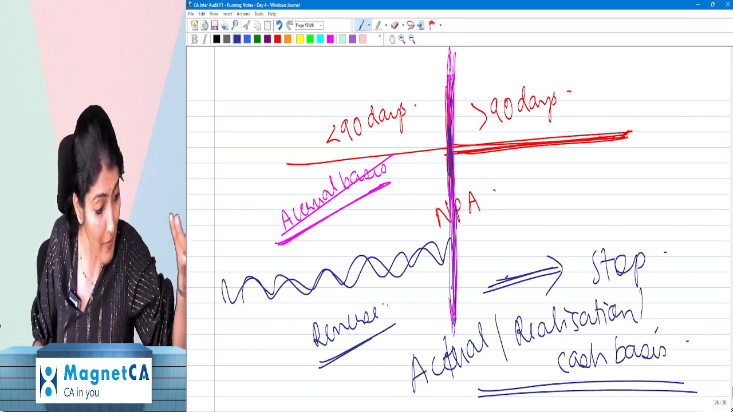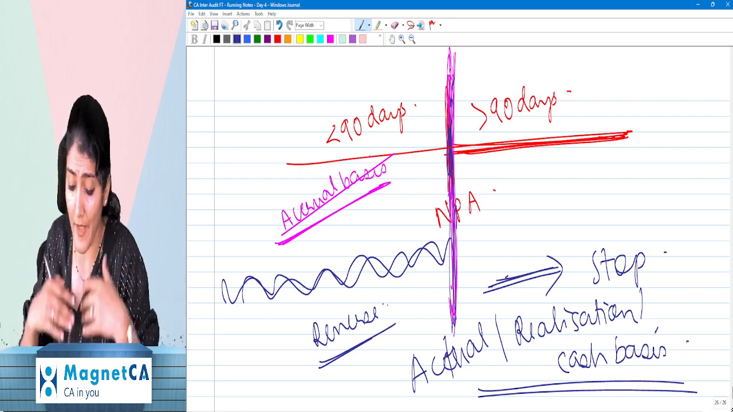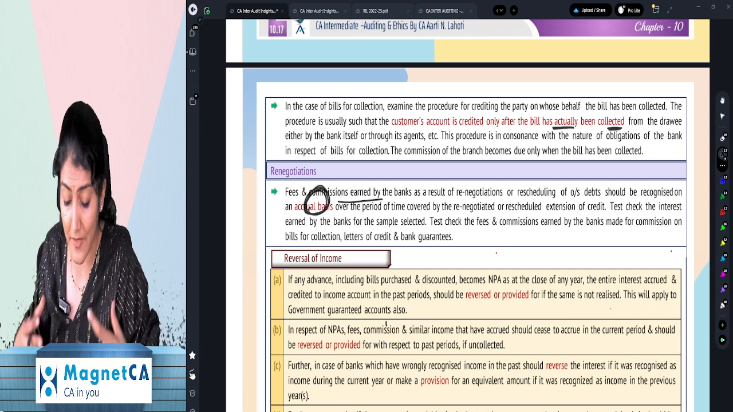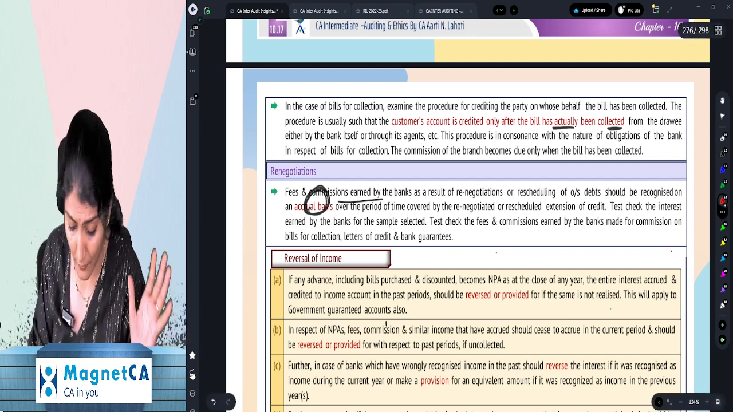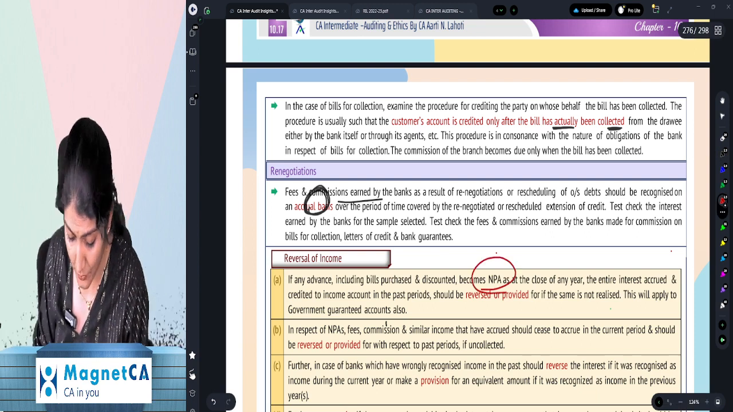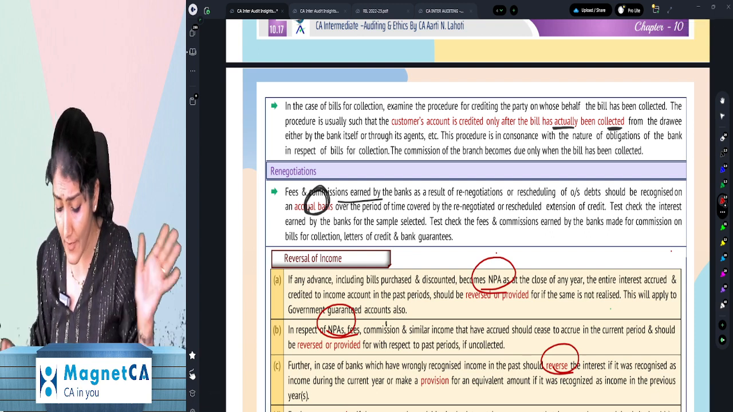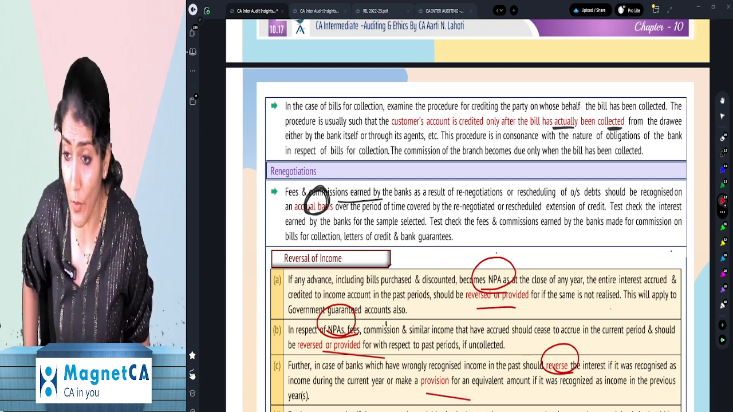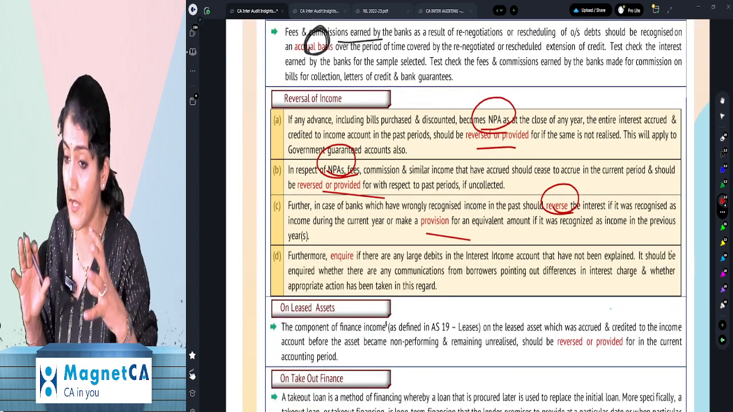So whatever income was accrued till now, reverse. Further accrual of income, stop. And all income recognition on an NPA is to be done on the cash basis, realization basis, actual basis. Right, so reversal of income, all income already accrued. The moment an asset becomes an NPA, what do you do? All income already accrued, you reverse. Further accrual of income, you stop. And all income recognition on an NPA is to be done on the cash basis.